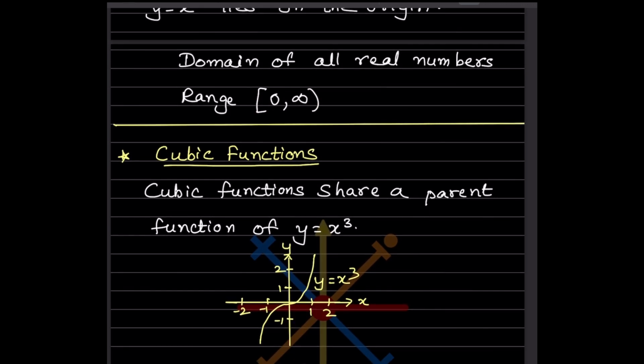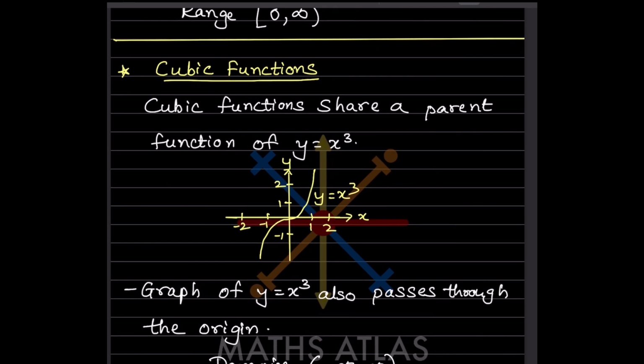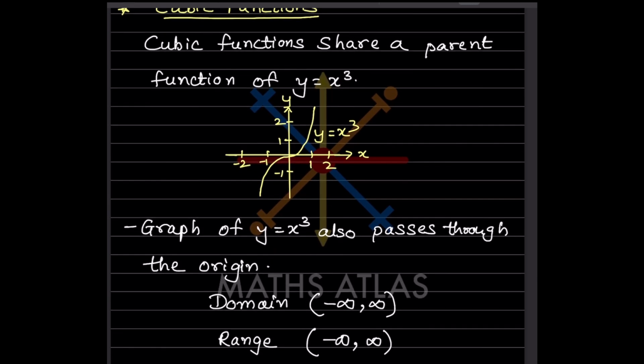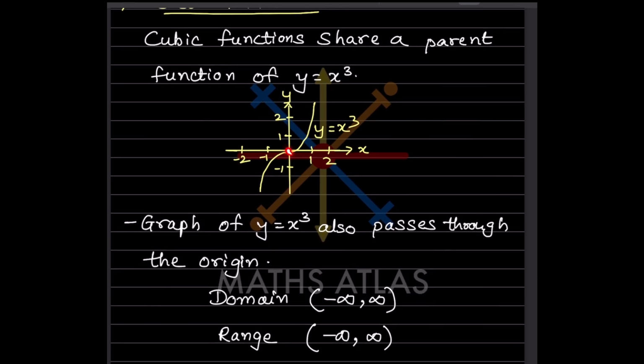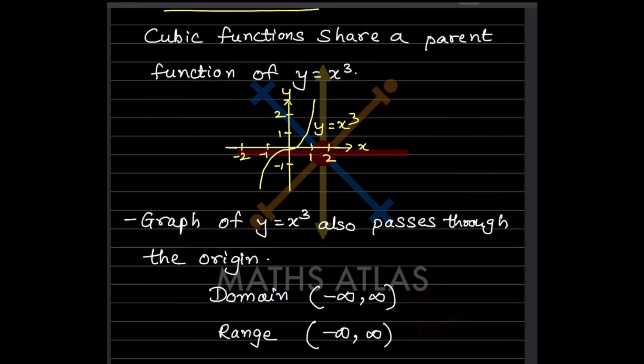Now you will see the cubic functions. Whenever you write y is equal to x cube, this is called a cubic function. This is the parent one. Whenever you say cubic, we will write y is equal to x cube. The graph of y is equal to x cube also passes through the origin. The domain and the range are the same, that is all real values.